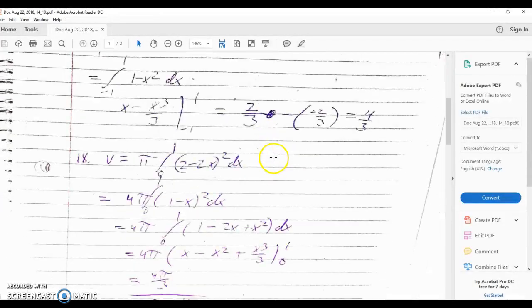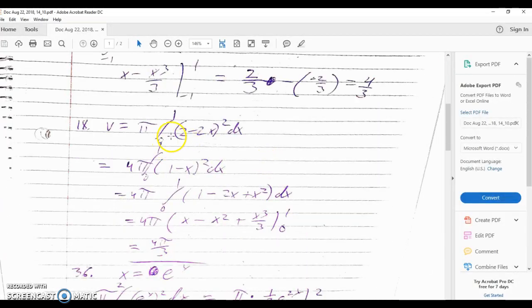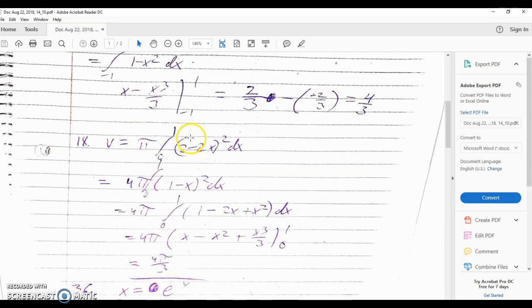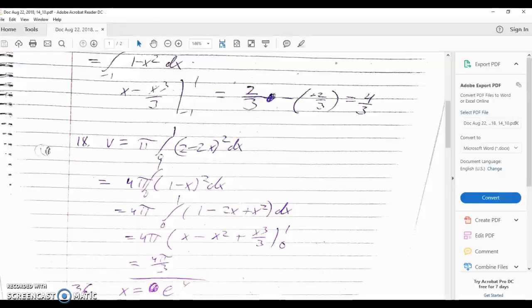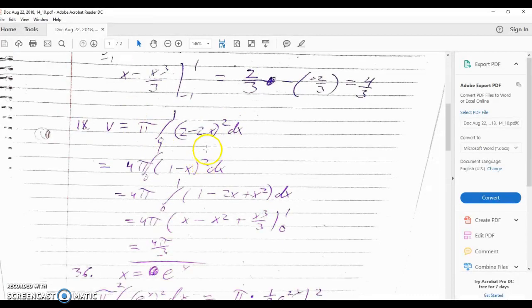So when we do that, we end up integrating pi f of x squared dx, and we're integrating 2 minus 2x squared because our function was 2 minus 2x, and we're integrating that from 0 to 1 on the x-axis. So 0 to 1, that's our integral. I went ahead here and pulled out the 2.